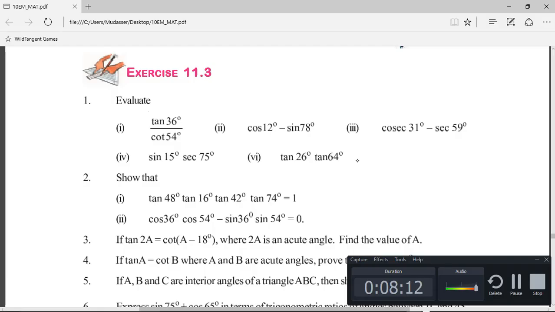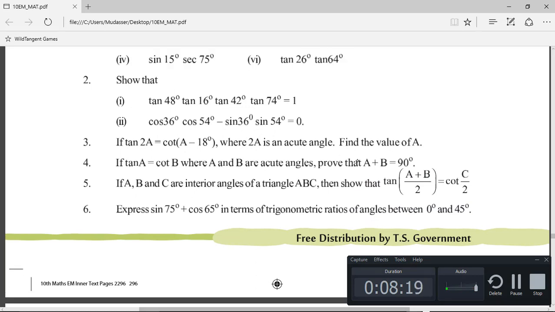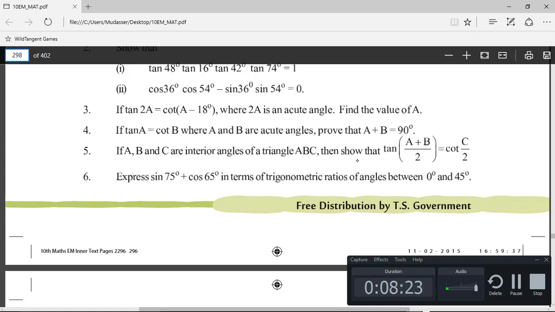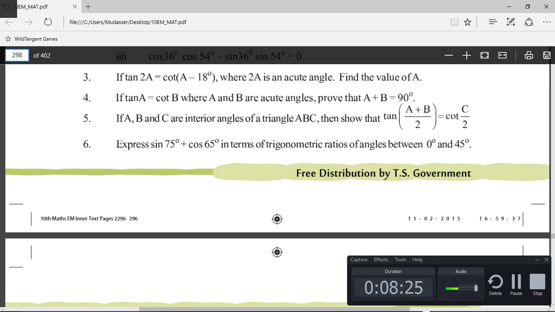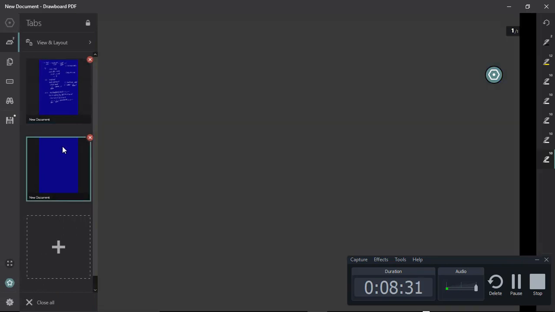Second bit, I believe you can do it on your own. You just have to convert the first 2, cos 36, cos 54. Leave the rest 2 as it is, and I'm sure you'll get your answer. I'll go ahead and work on the third problem now. Before that, let me change the worksheet here.